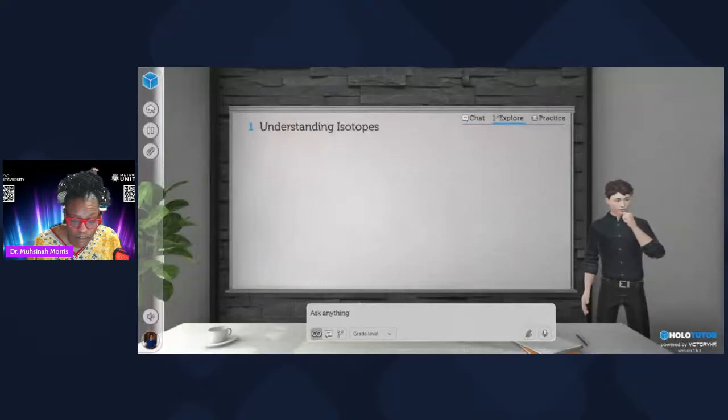So I just clicked isotopes because that's a new word. So what are isotopes?